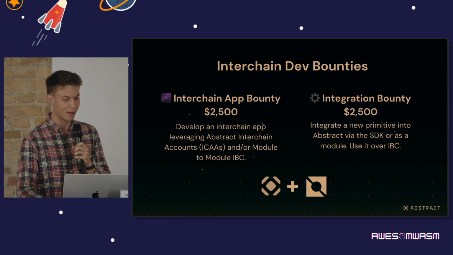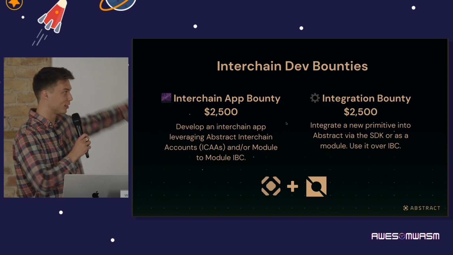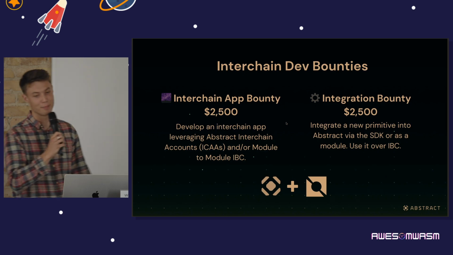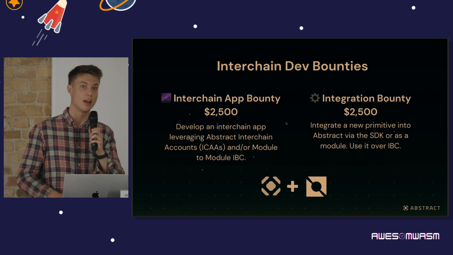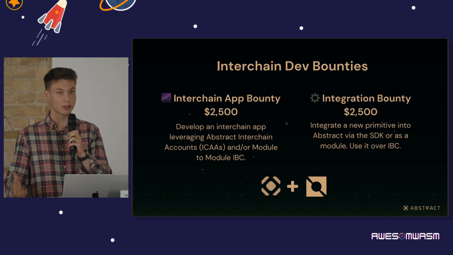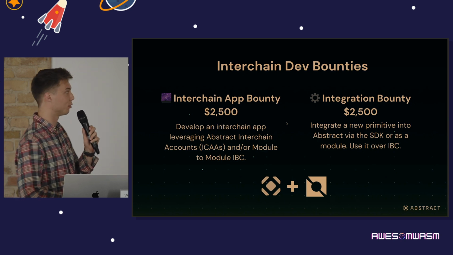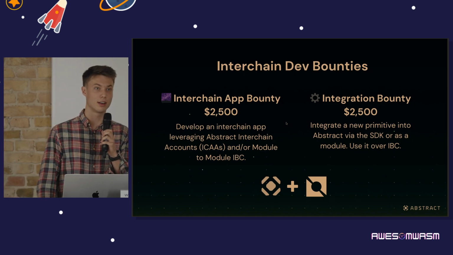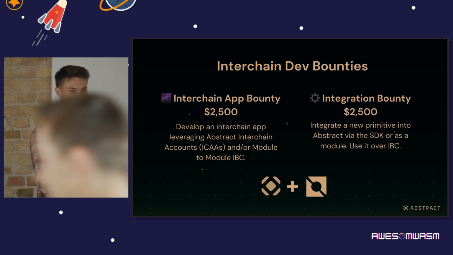Cool, so for the developers that are here, we have 2 bounties. The first is to build an interchain app using any of our IBC infrastructure. And then the other one is to integrate a new service. We currently, for example, don't support regular ICAs in the framework. So one of the bounties you could do is to integrate that into our framework, so it's made available to other developers to use. So thanks for your time.